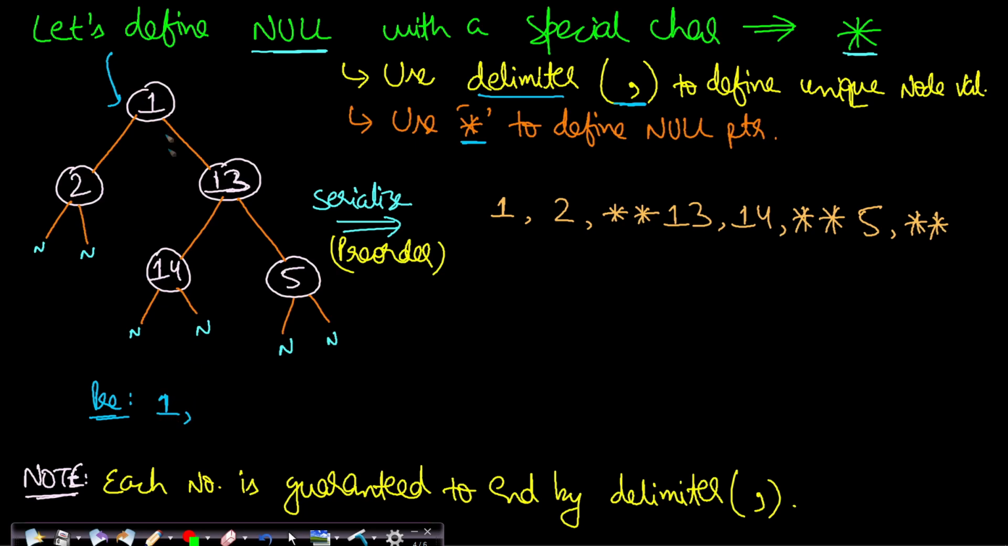Okay, so I will write 1 comma and then I will make the left call. So I'll reach to 2. As soon as I reach to 2, I'll print 2 and then put a comma, make the left call. I will go to null.